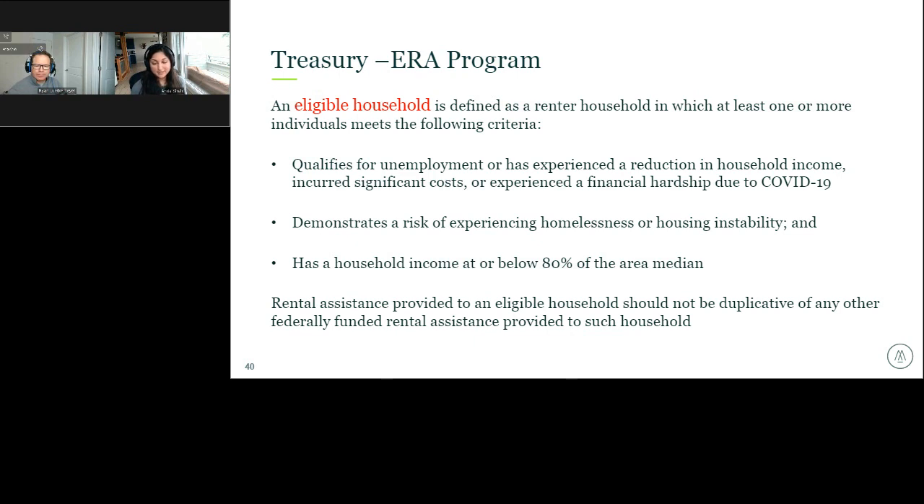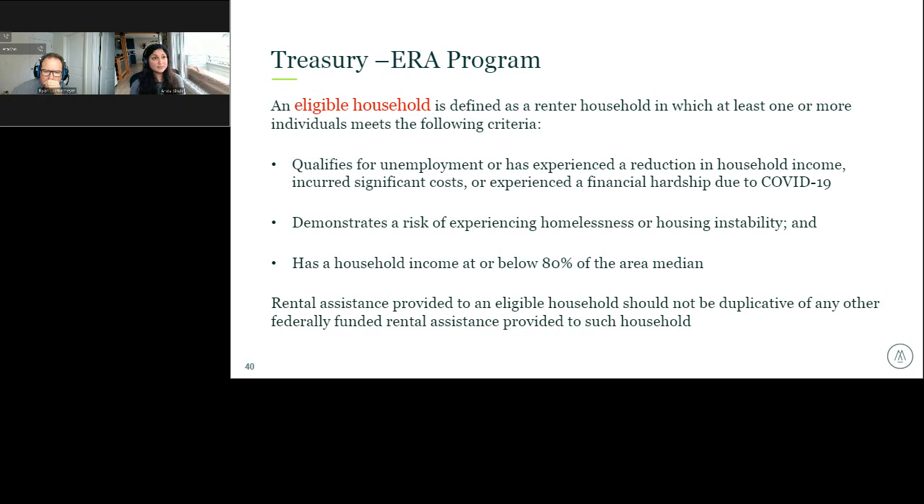The last part here is that you have to make sure you're not duplicating the assistance you're providing. So if they're already receiving rental assistance from another federal source, they can't also receive federal rental and utility assistance through this program.